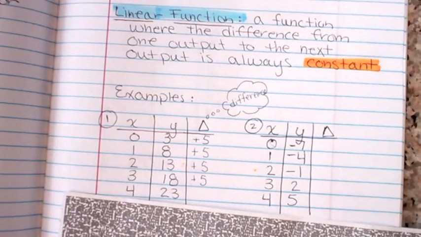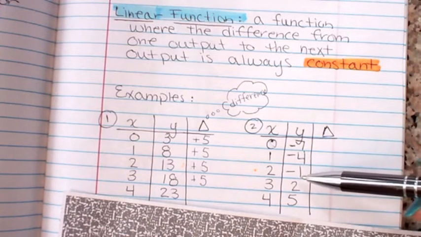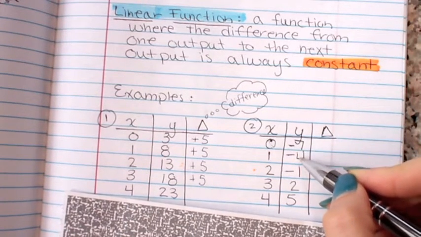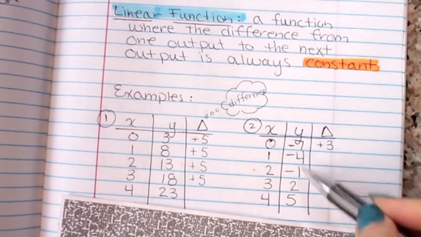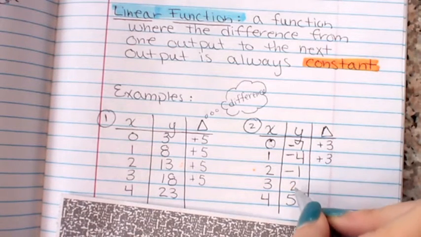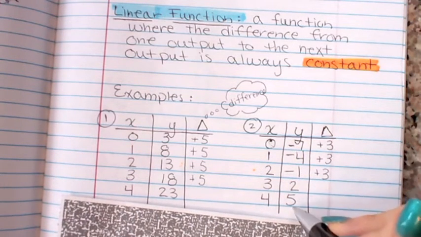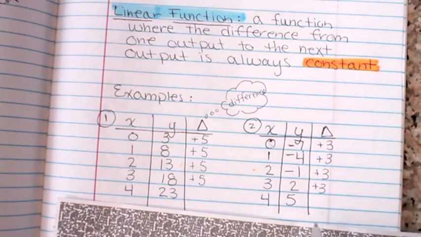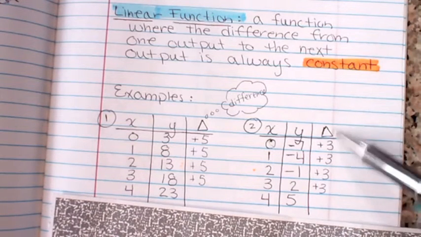Okay, for a second example, in this table we have outputs -7, -4, -1, 2, and 5. So to get from -7 to -4, we add 3. From -4 to -1, again we added 3. -1 to 2, add 3. And 2 to 5, we added 3. So this is another example of a linear function because our difference was constant and that difference was adding 3.